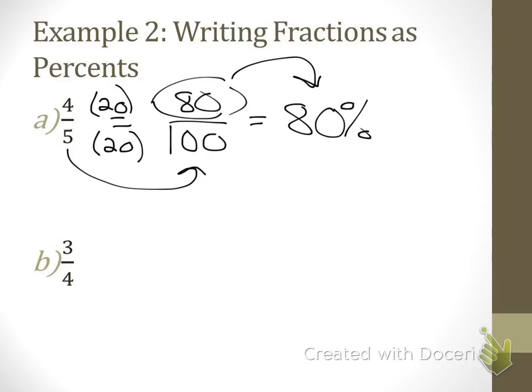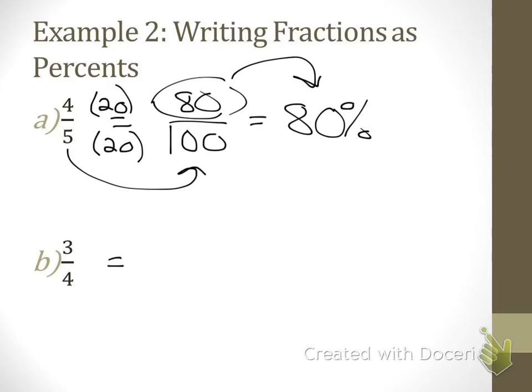Okay, so the key is, when I have a denominator, and on your classwork and in this section, all of our denominators will be able to go into 100 evenly, then I just need to figure out what do I multiply that number by to get me to 100. Does that make sense, guys? Alicia, does that make sense? Kevin? Okay. All right, so on B, I have 3/4.